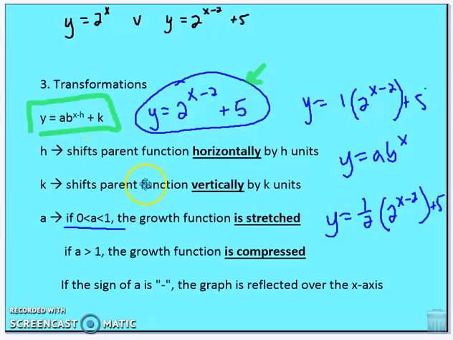So again, h shifts the parent function horizontally, k vertically. A will either stretch or compress the function, and the sign of a will tell you whether the graph is flipped or reflected or not.